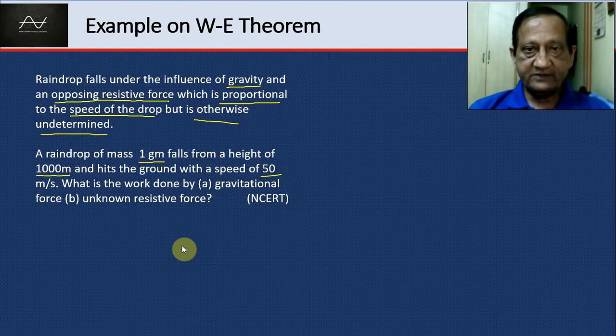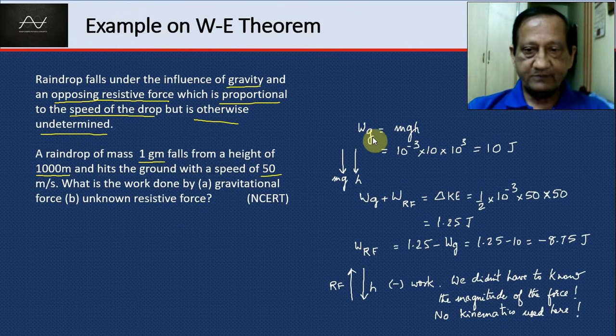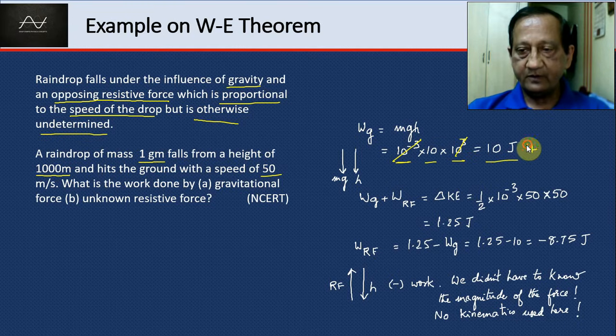Gravity is very easy. It is going down. Then it is plus mgh, m in kg, g we are taking as 10, and the distance is 1000, that means 10 to the power 3, plus 10 joules. What is the work done by the resistive force? We don't even know the expression for the force.